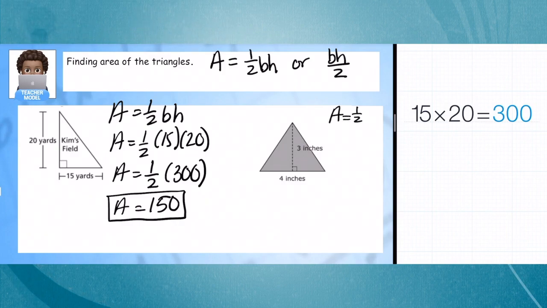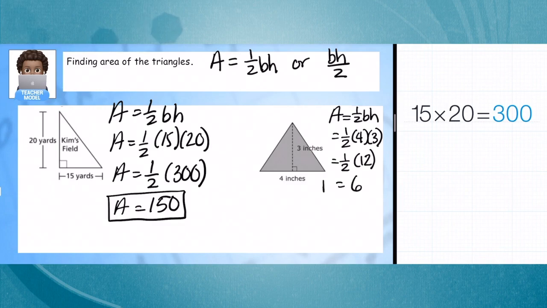Let's try with the second triangle. Area equals 1/2 base height. Same thing. I'm just substituting 1/2 times 4 times 3. So 1/2 times 12, and half of 12 is equal to 6. So the area is 6 square inches. Make sure I have my units in there as well.